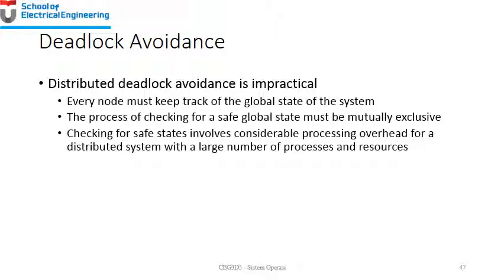Every node must keep track of the global state of the system. The process is looking for a safe global state, checking the processing overhead for a distributed system with a large number of processes.